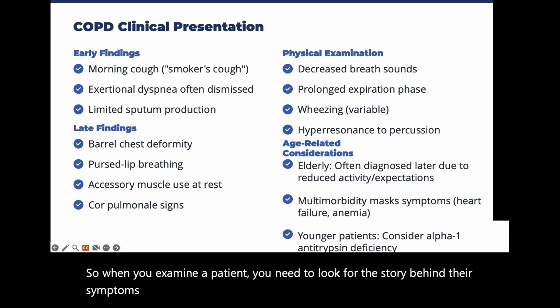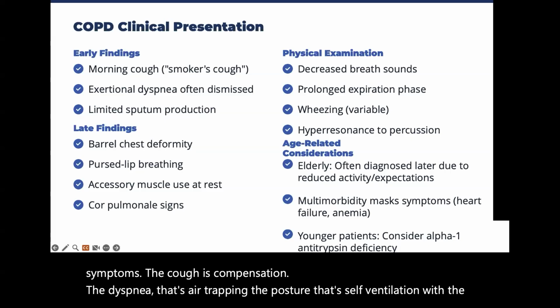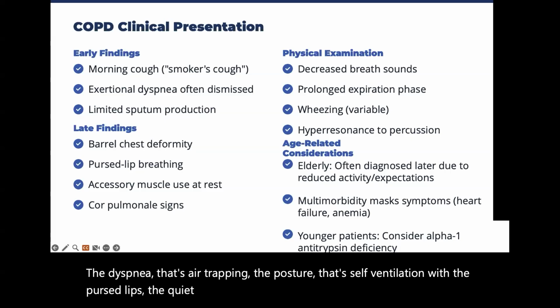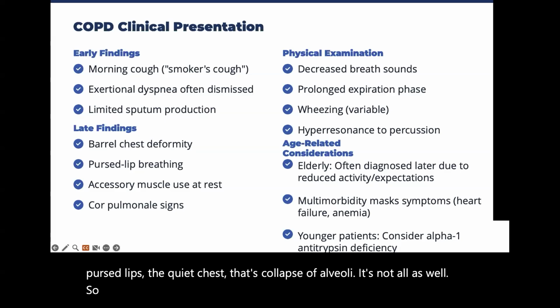The cough is compensation. The dyspnea, that's air trapping. The posture, that's self-ventilation with the pursed lips. The quiet chest, that's collapse of alveoli. It's not all as well. So every finding reflects a core process.